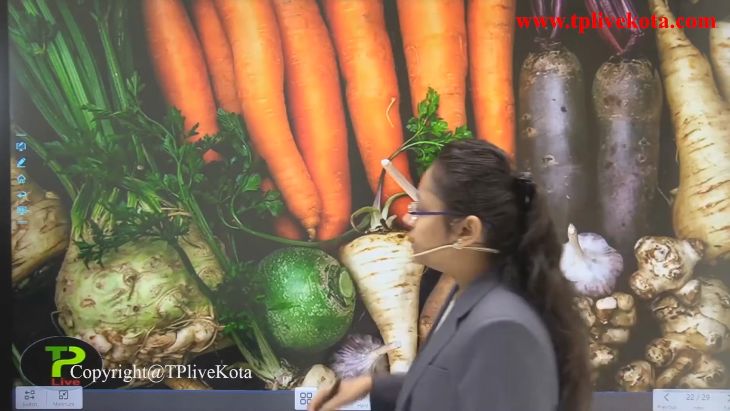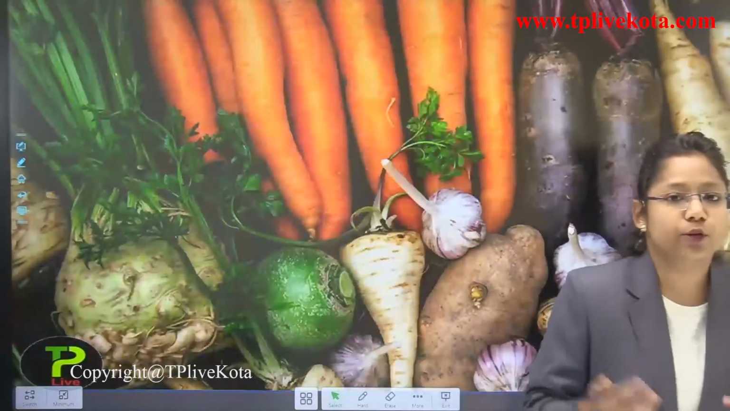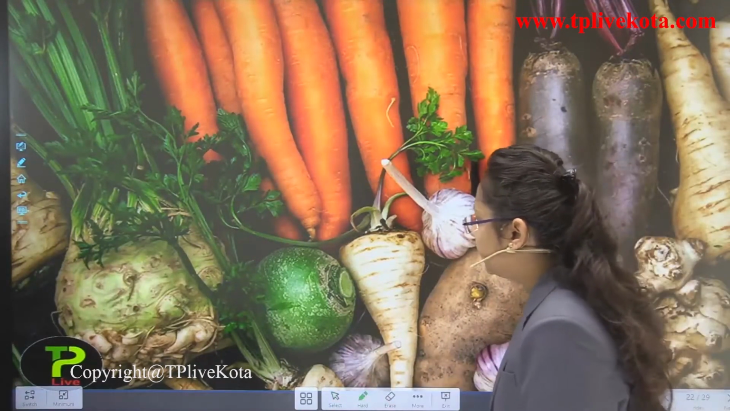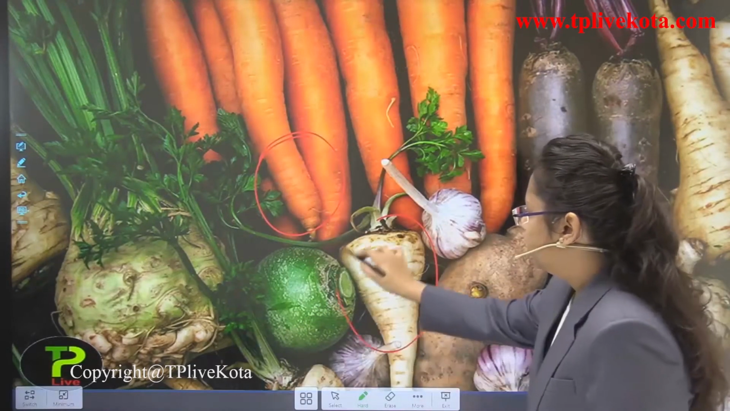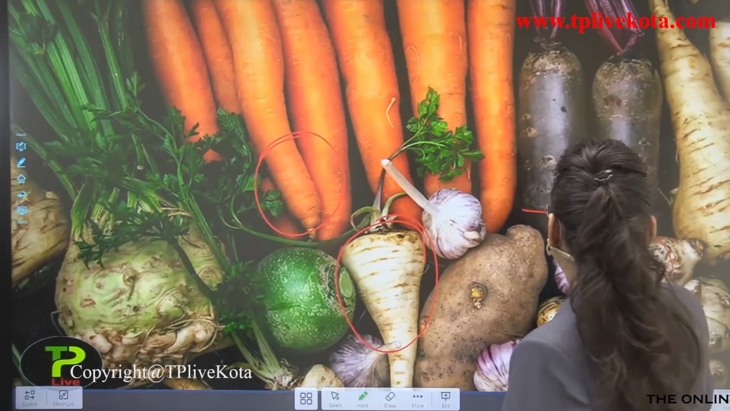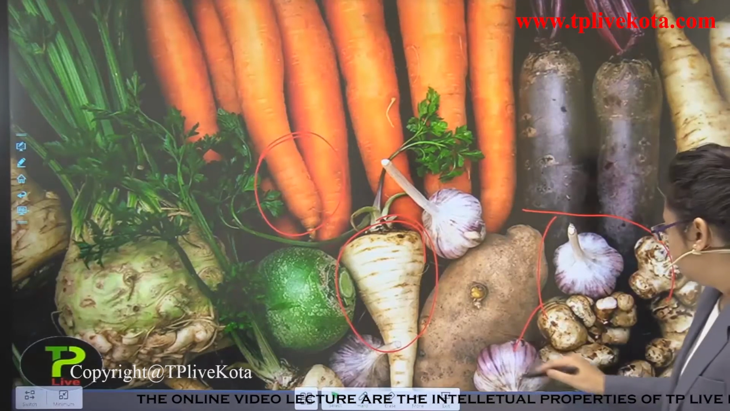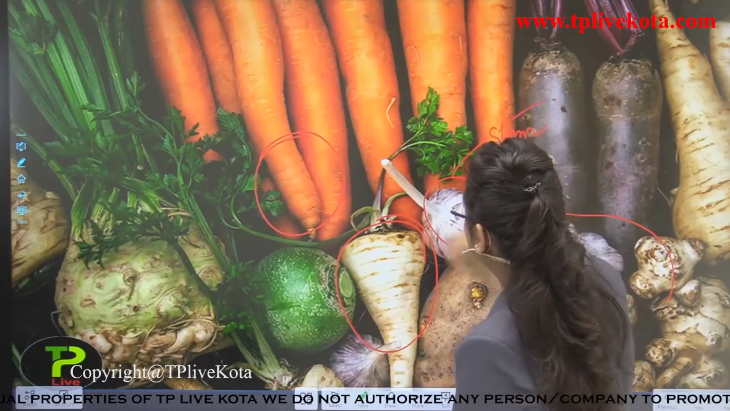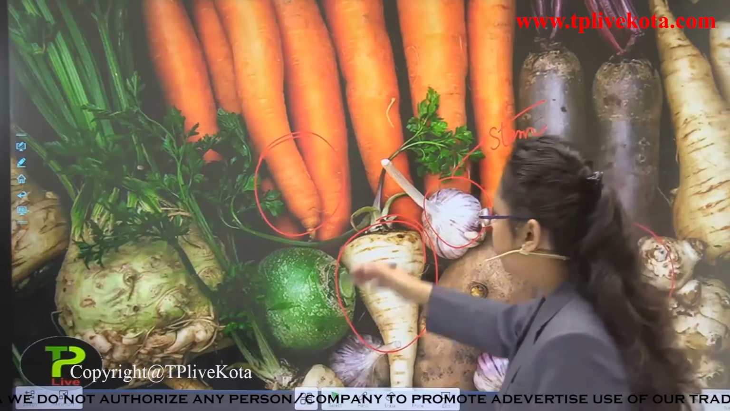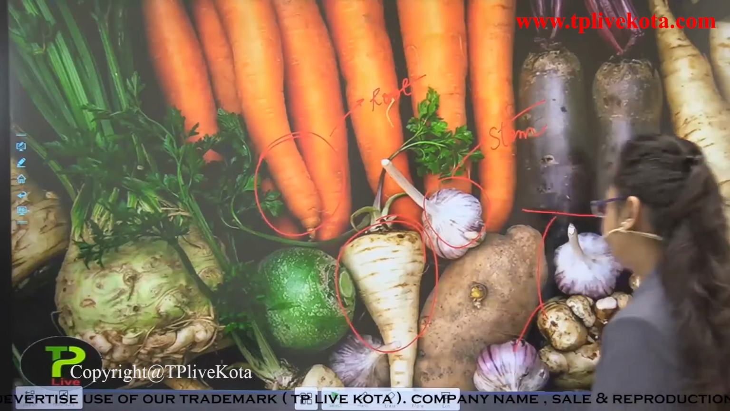Now you can see over the chart here, there is a great differentiation between the root part and the stem part of the plant. Now I have represented here the root part of the plant. You can see here there are carrots, the turnip, radish. These parts of the plant are known as the root part. And if you see here, these garlics are the stem part of the plant. So these are the modified stems, and these are the root part. There is a great differentiation between the two.